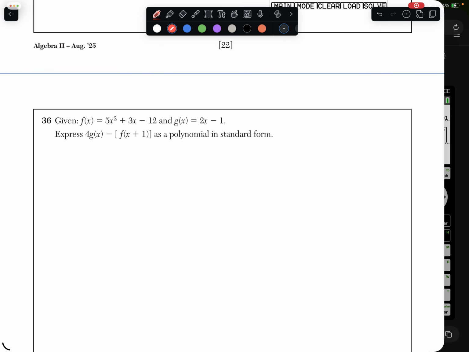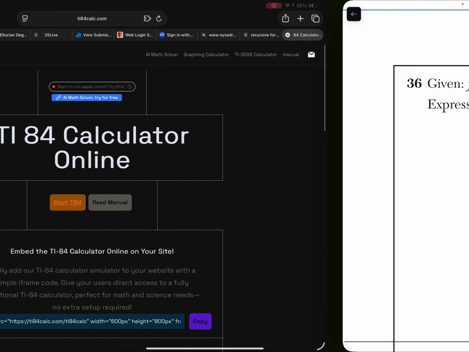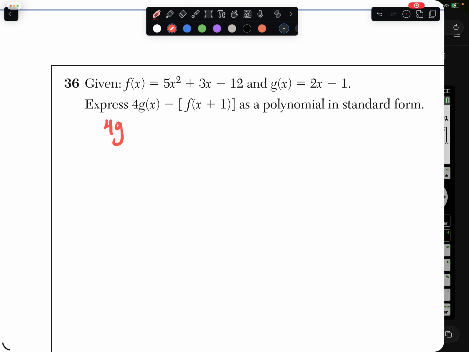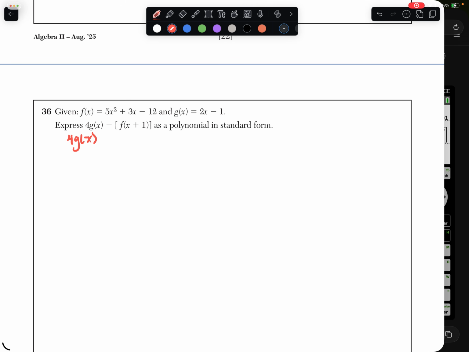We have given f of x is equal to 5x squared plus 3x minus 12, and g of x is equal to 2x minus 1. Express 4 times g of x minus f of x plus 1 as a polynomial in standard form. Okay, so we have 4 of g of x. So that means it's going to be equal to 4 times g of x, which is 2x minus 1, which is equal to 8x minus 4.